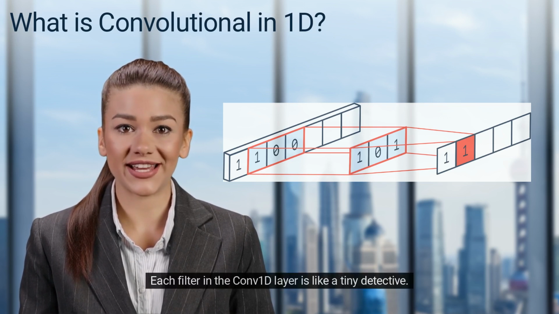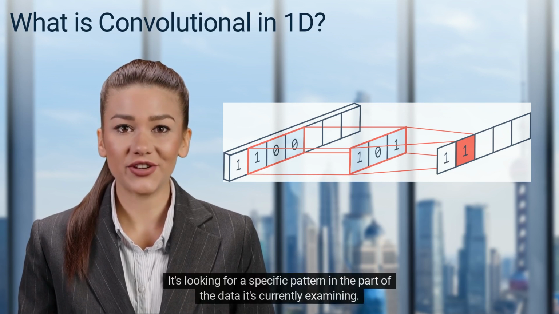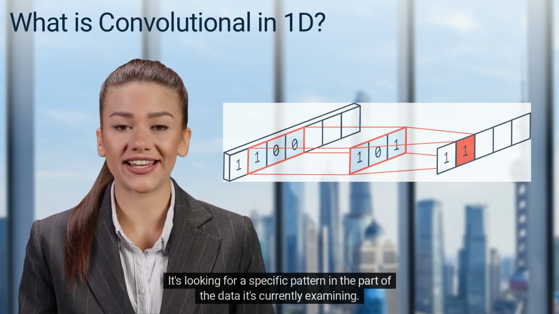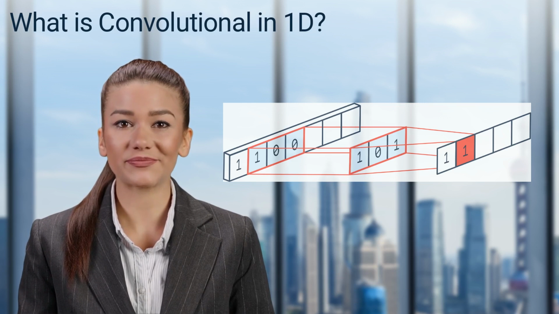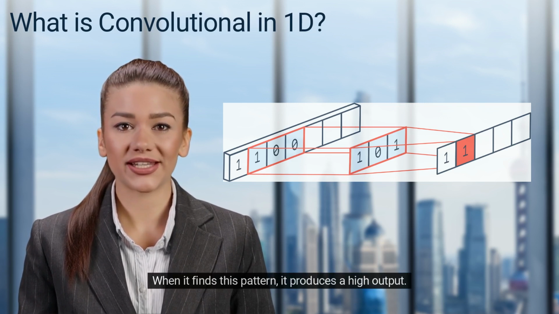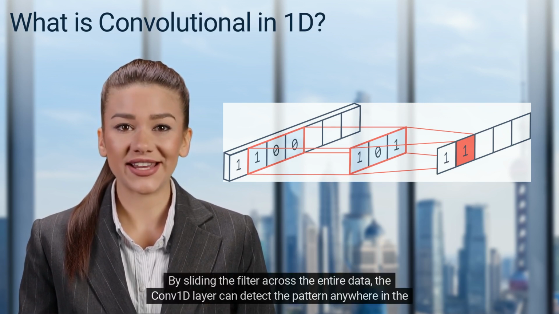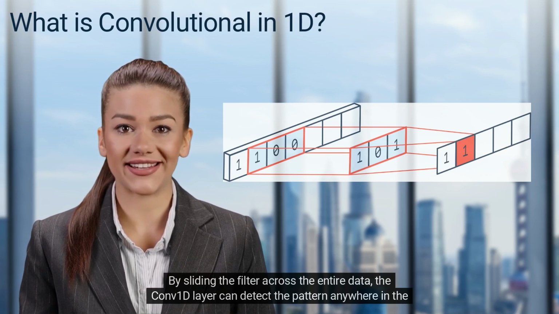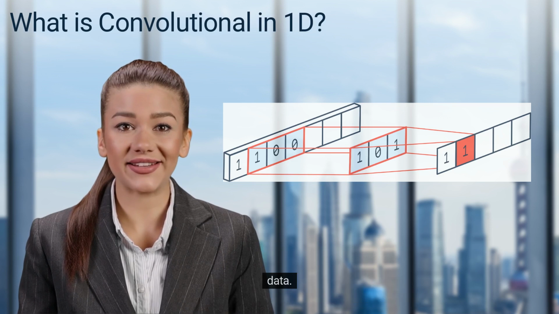Each filter in the conv1d layer is like a tiny detective. It's looking for a specific pattern in the part of the data it's currently examining. When it finds this pattern, it produces a high output. By sliding the filter across the entire data, the conv1d layer can detect the pattern anywhere in the data.